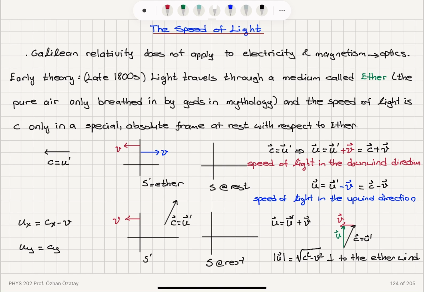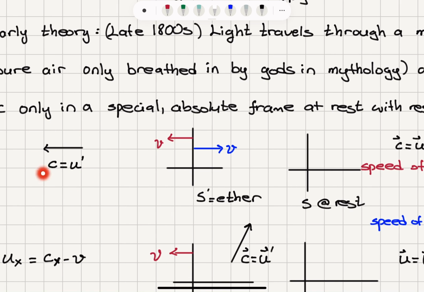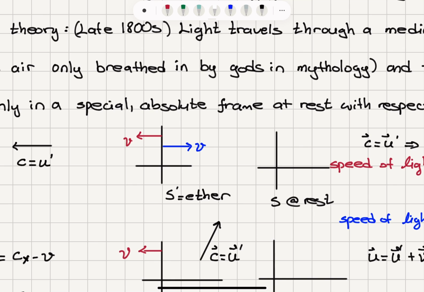And if we have another reference frame, with respect to which ether is moving, or we're moving with respect to the ether reference frame, we have to do a Galilean transformation. Okay, so based on this theory, let's say that this is our ether reference frame, S prime, and in this reference frame, light is traveling to the left at the speed of light c, so that's the speed we measure in the prime reference frame. Now, the question is, what is the speed of light in the lab reference frame, which is the S reference frame that is at rest?